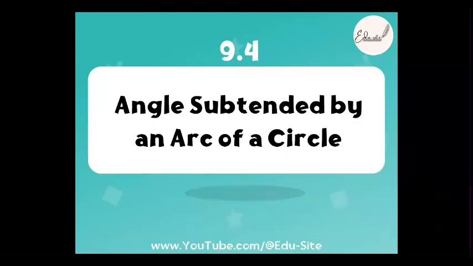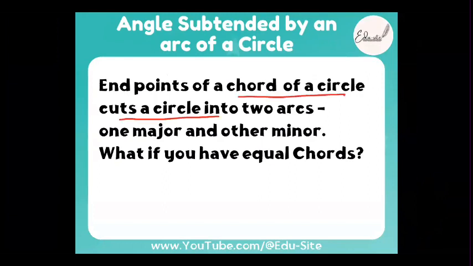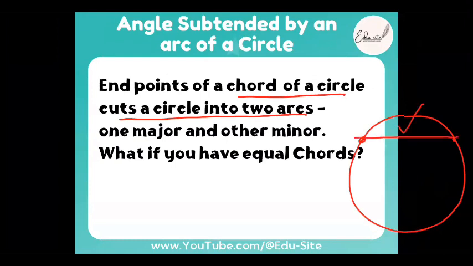Understood till here? An arc is nothing but a part of a circle which is subtended by a chord. So the endpoints of a chord of a circle cut the circle into 2 arcs. You have to remember this, okay? This is the minor arc and this is the major arc. Fine? Understood?